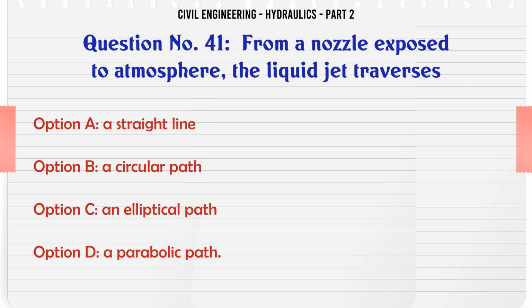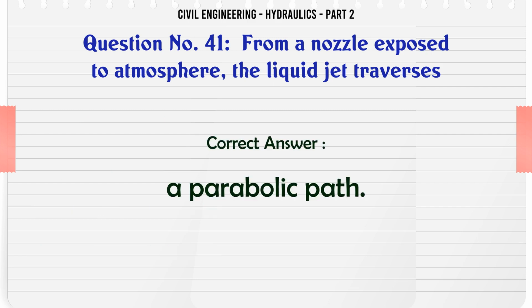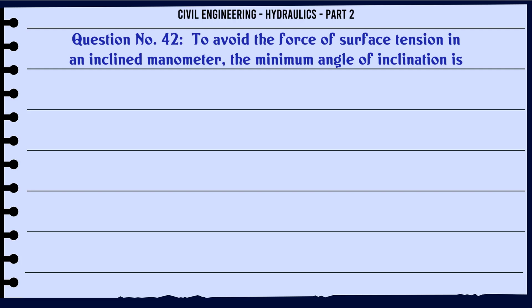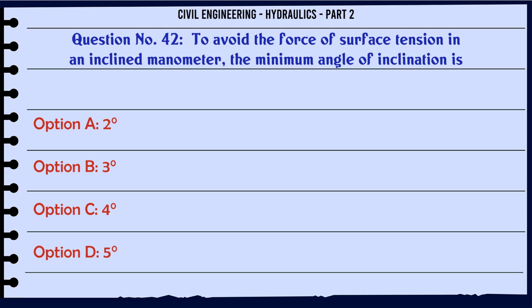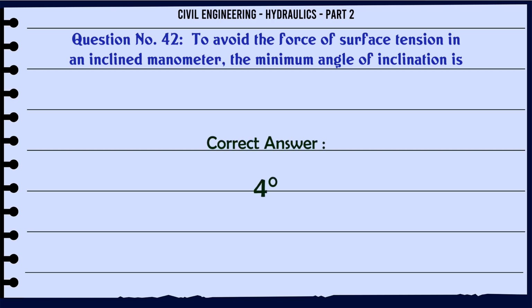From a nozzle exposed to atmosphere, the liquid jet traverses A. a straight line, B. a circular path, C. an elliptical path, D. a parabolic path. The correct answer is a parabolic path. To avoid the force of surface tension in an inclined manometer, the minimum angle of inclination is A. 2, B. 3, C. 4, D. 5. The correct answer is 4.